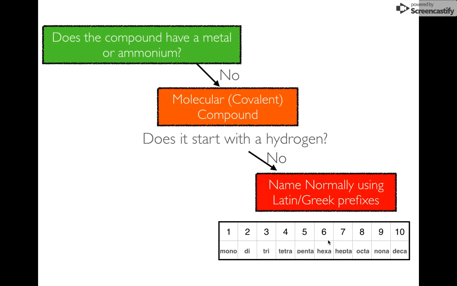And that completes our flowchart. So does the compound have a metal or ammonium? If not, it's molecular. Does it start with a hydrogen? If not, it's not an acid then. Then you use these prefixes that are in Latin or Greek.